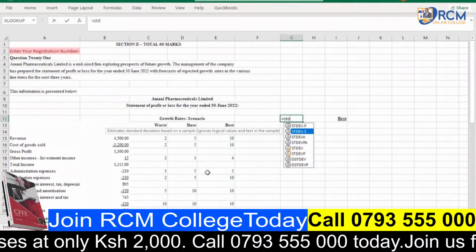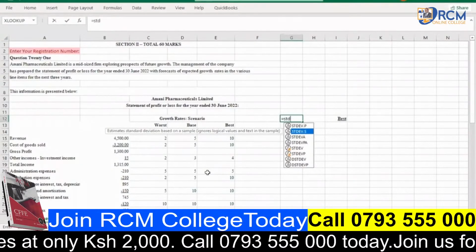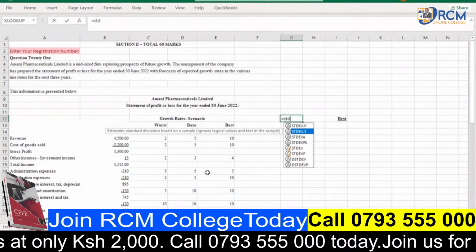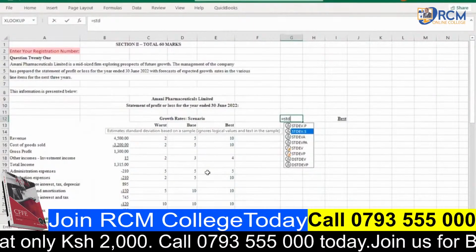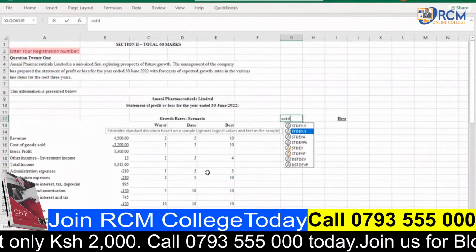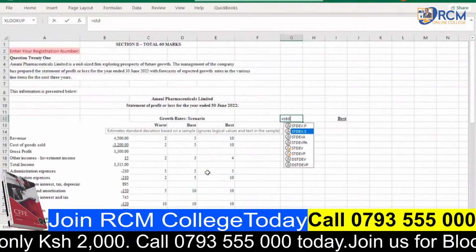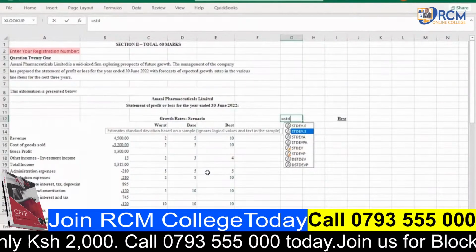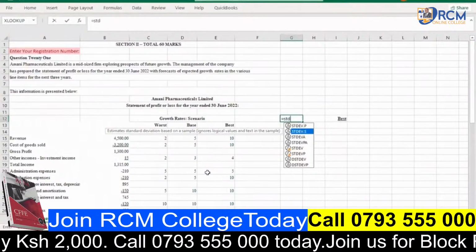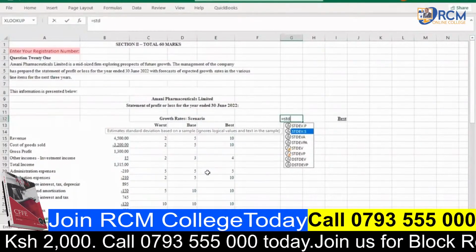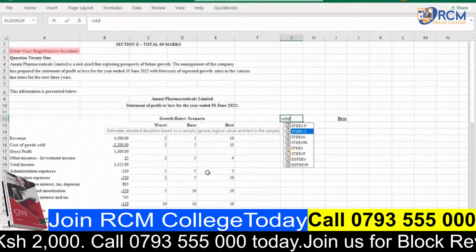Is that correct? Okay, some people are saying false, some people are saying yes. We will see the version of Excel which you have, which is giving you that. But I believe that is correct.